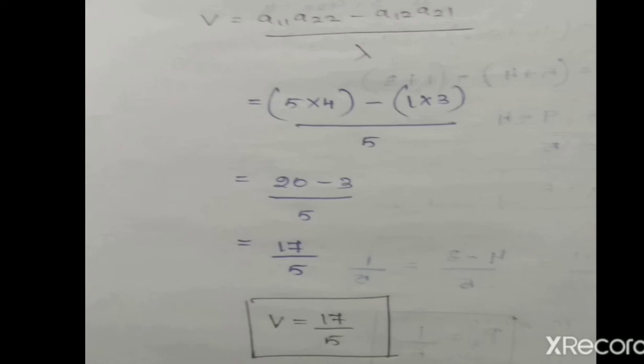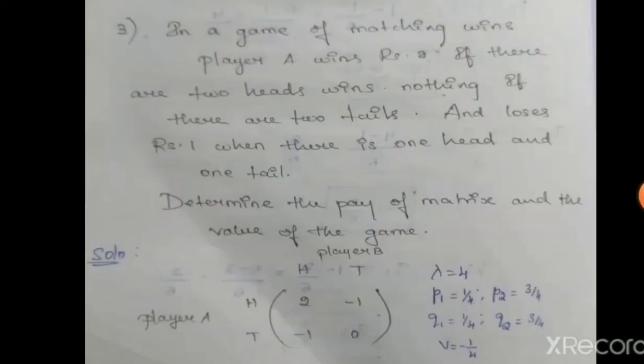After finishing your solution, you have to write all the values in one box, which will be easiest for the correction. So V is equal to 17 by 5. P1 is equal to 1 by 5. P2 is equal to 4 by 5. Q1 is equal to 3 by 5. Q2 is equal to 2 by 5. And lambda is equal to 5. All these values you have to write and put in a box, which is very easy for the correction.